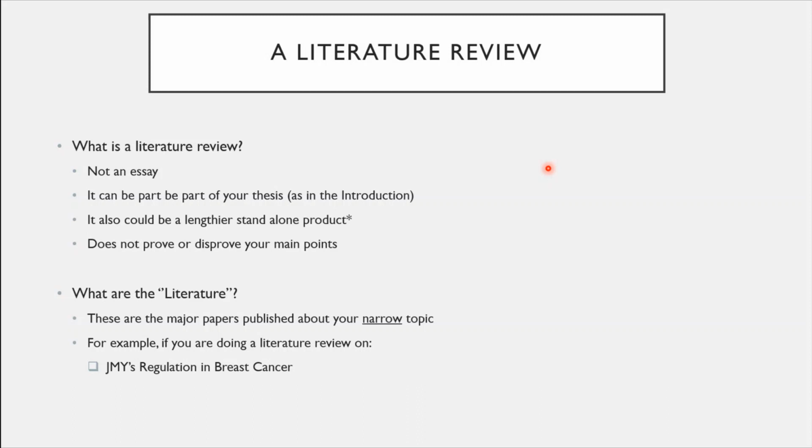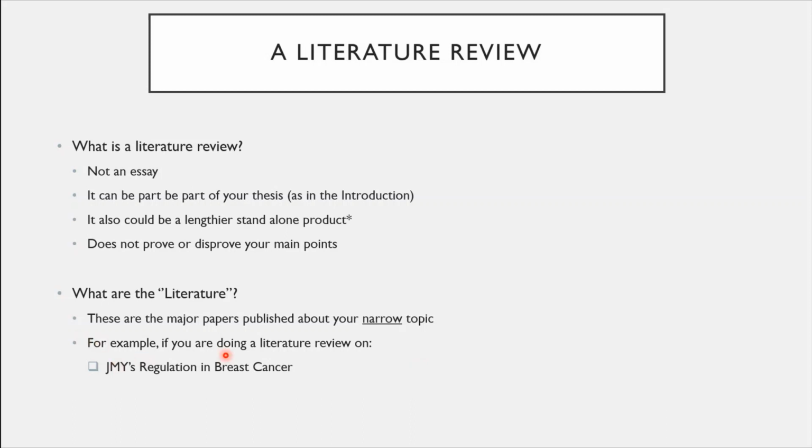So a paper that just explains the literature. A literature review is supposed to be objective for the most part, so it does not prove or disprove main points. So what is the literature? These are the major papers published about your narrow topic. And see how I focus on a narrow topic, because you have to stay focused to be able to write a meaningful and concise literature review.